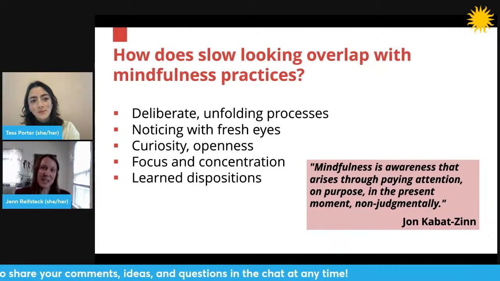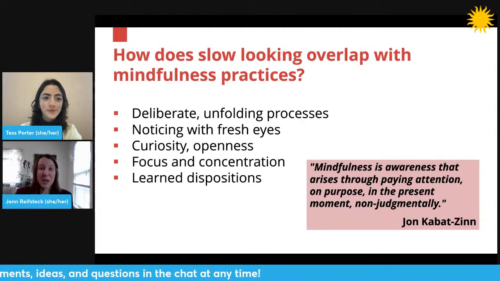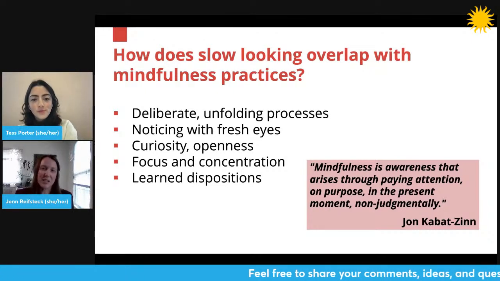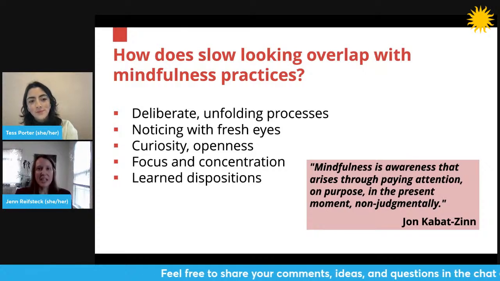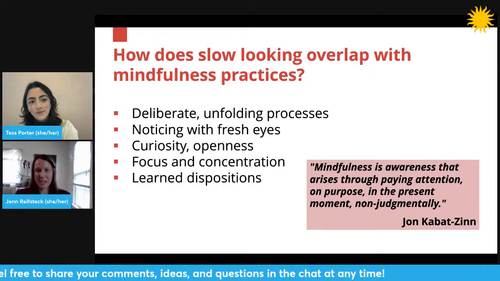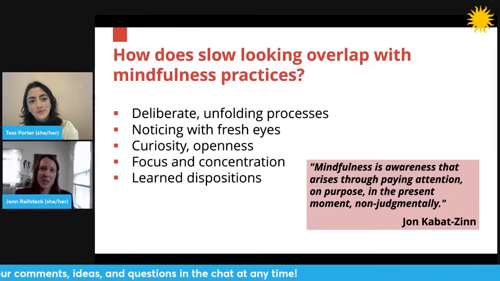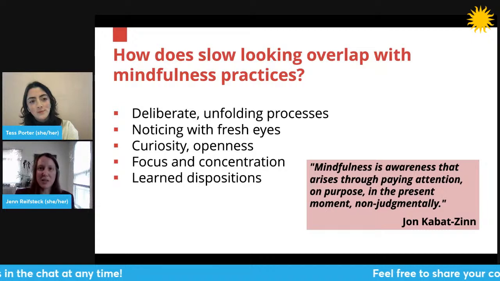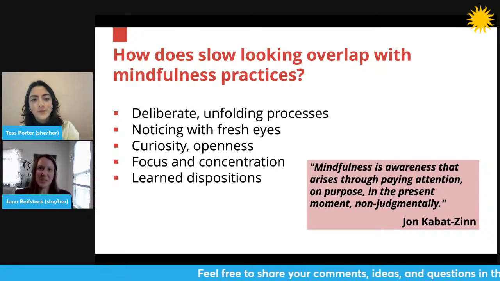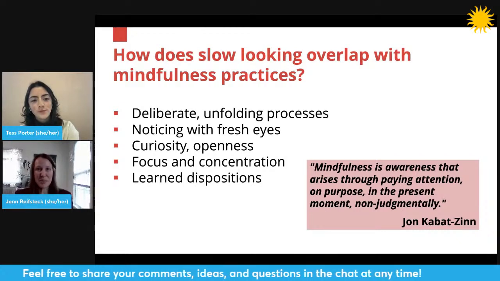Both welcome a sense of curiosity to notice with fresh eyes. Both require focus and concentration. And it's always this process of unfolding. Every mindfulness practice, every time you look at a work of art, you're going to notice something different. It's always this process of unfolding, of being in the present moment.